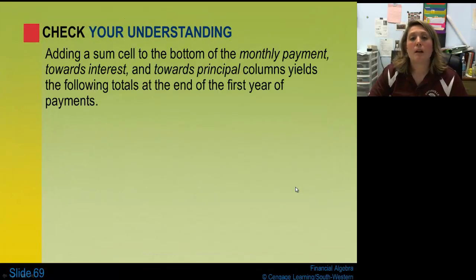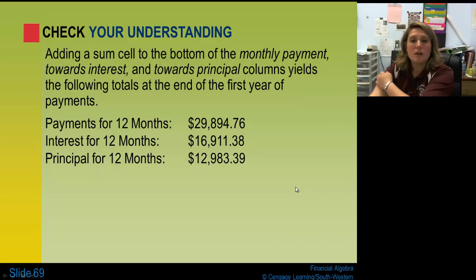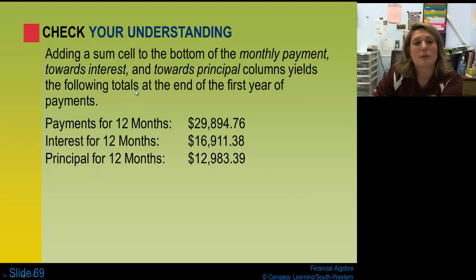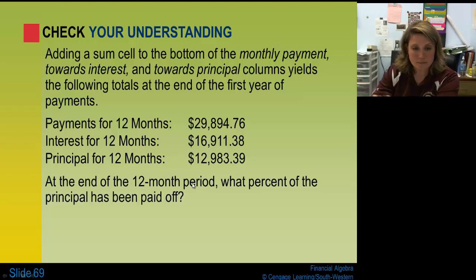The check your understanding. Adding a sum cell to the bottom of the monthly payment towards interest and towards principal columns, use the following totals at the end of the first year of payments. So payments for 12 months, they've made $29,894.76. Interest that they've paid in those 12 months is $16,911.38, and the principal is $12,983.39.